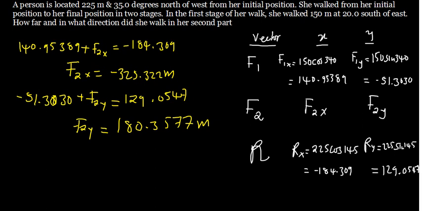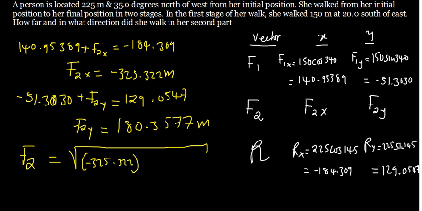All right. Now we have found the x component and the y component. So now let's find f2 itself. And that f2 is simply the square root of the x component, negative 325.322 squared. Yes, Martha.